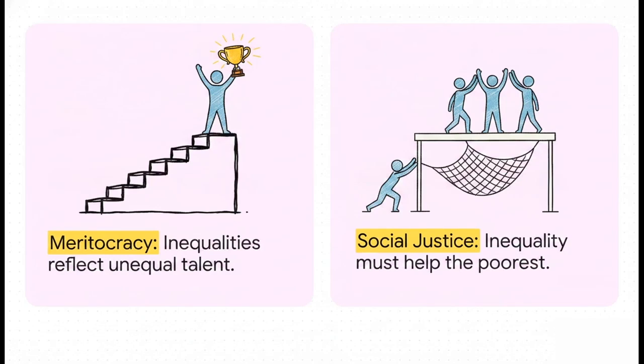Fast forward to today, and this exact theoretical split is what drives our modern debate over justice. On one side, you have the classical idea of a stripped meritocracy, where inequalities are seen as natural reflections of unequal talent and hard work. On the flip side is the modern view of social justice, championed by thinkers like John Rawls, who argue that economic inequality is justifiable only if it ultimately works to the benefit of the poorest in society.